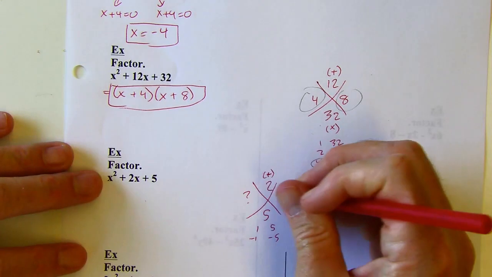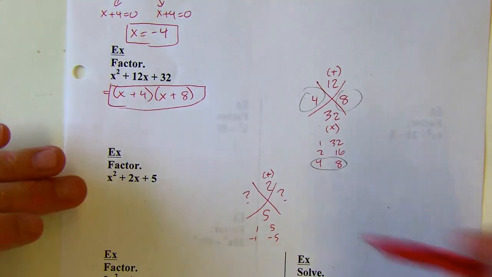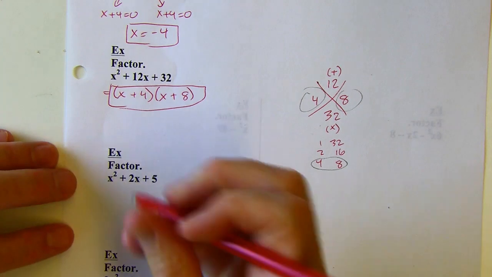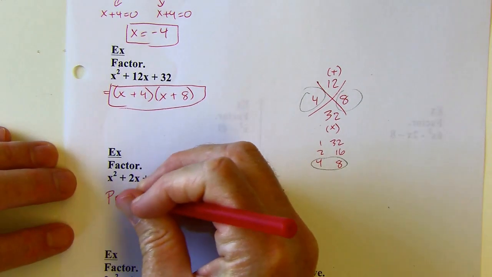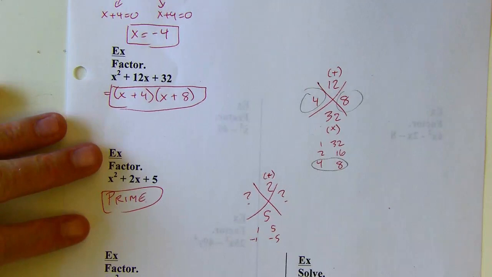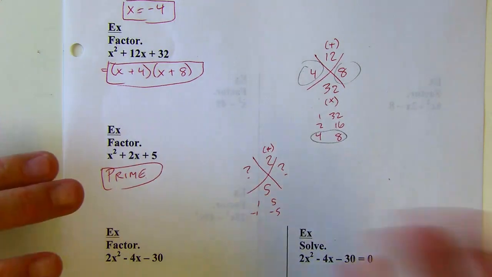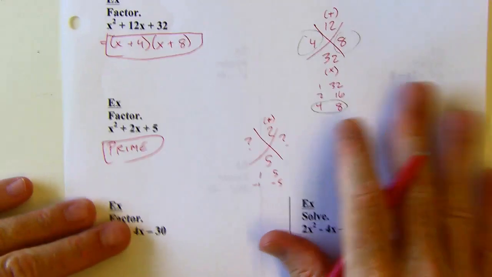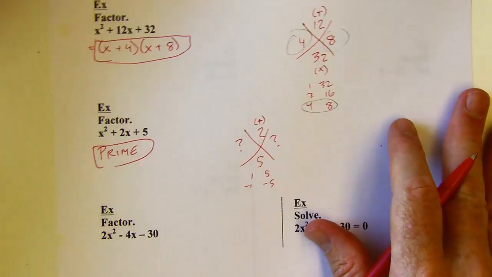So this doesn't work. And when that happens, that just means that this isn't factorable. You can't break this up. So you can write prime. It's prime. You can't break it up any further. Just like 7 is a prime number because you can only do 1 times 7. You can't break it up any further into integer factors. Okay? All right. Next up.